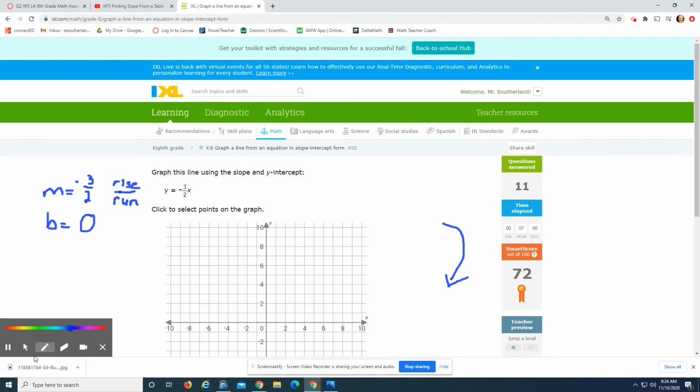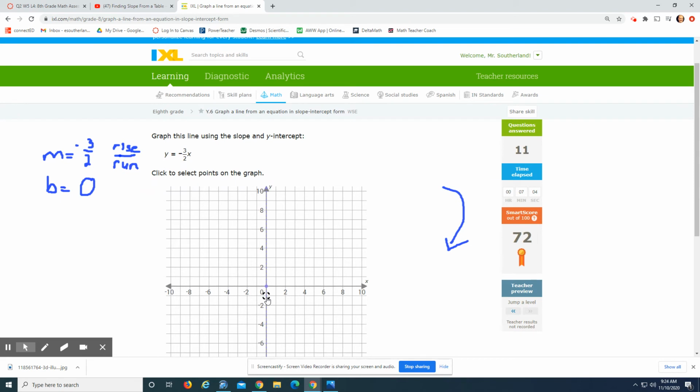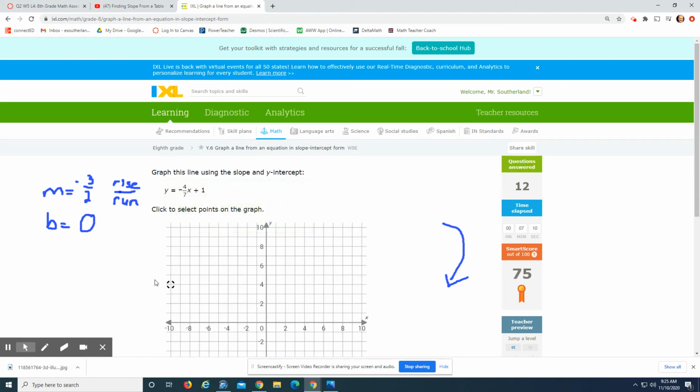but this says -3/2 for the rise and run. So that tells me to start at 0. The negative tells me to go down. So 1, 2, 3, and then over 1, 2. And then you just keep going. Once you get to 80, that's an A. Anything past that would be extra credit.